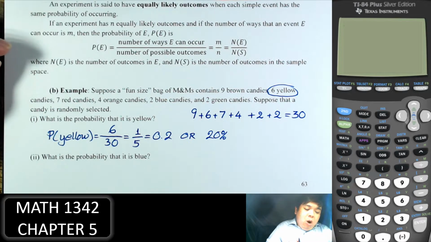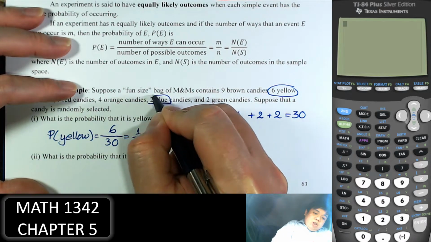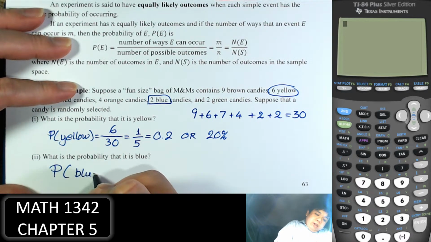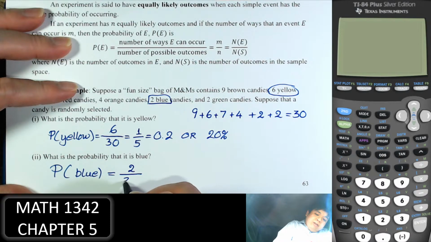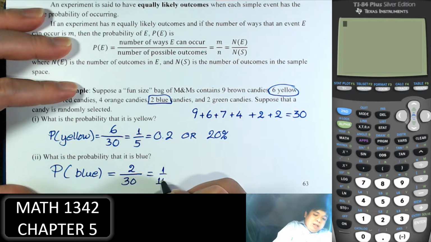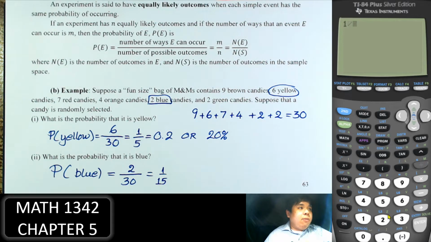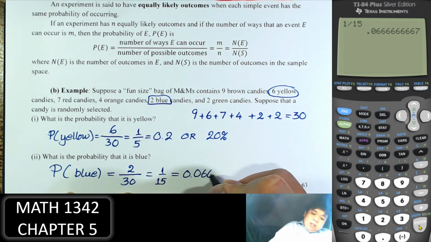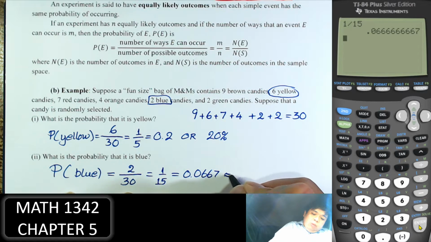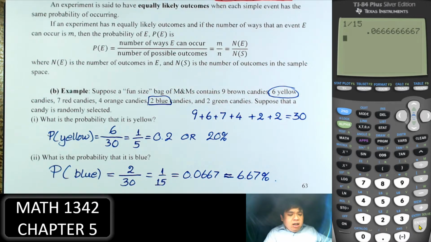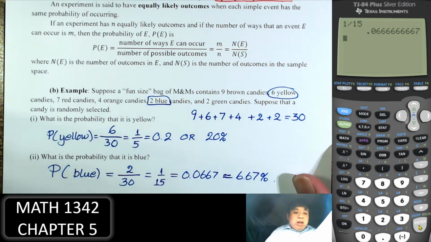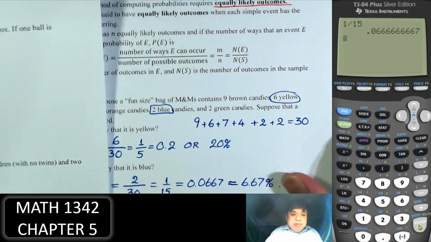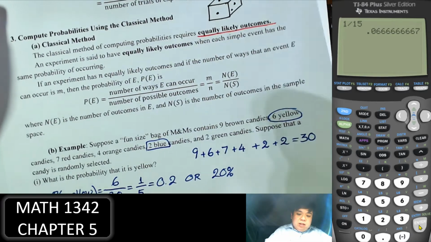Next, what is the probability of getting a blue candy? There are 2 blue, so the probability of getting a blue will be 2 out of 30, or 1 out of 15 if we reduce. And we have that 0.0667, or equal to 6.67%. So the answer may be in percent, fraction, or decimal. But be careful when we write the decimal. Make sure that we write enough decimal places.